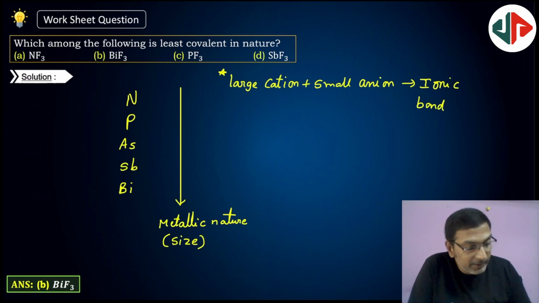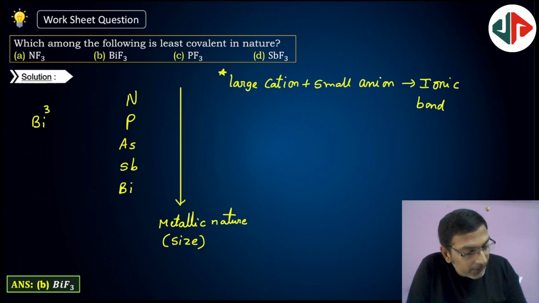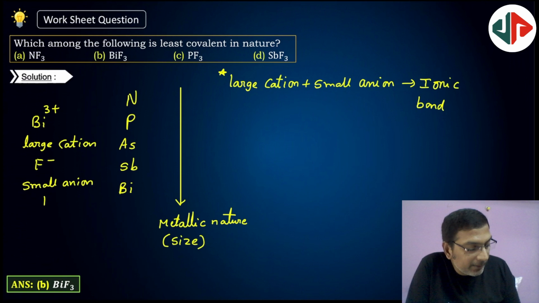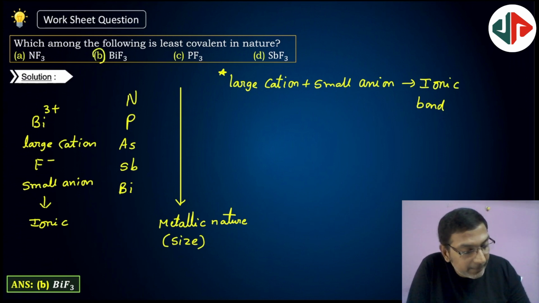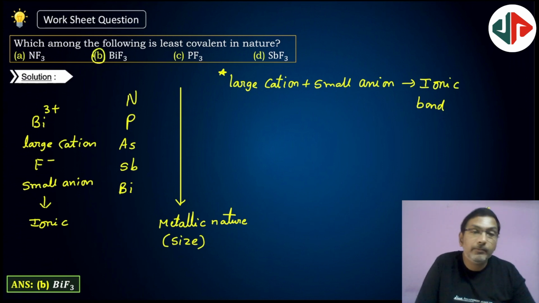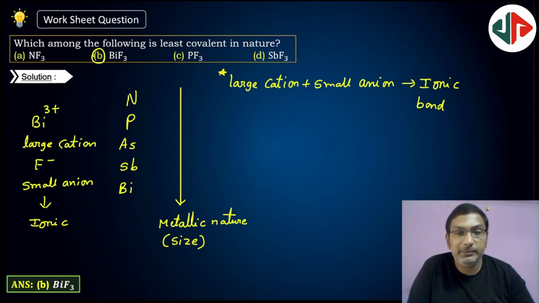Therefore, here BiF3. So Bi3 plus is large cation and F minus is small anion. So therefore, it will be ionic. Therefore, least covalent. Option B. It can form ionic bond. Next question.